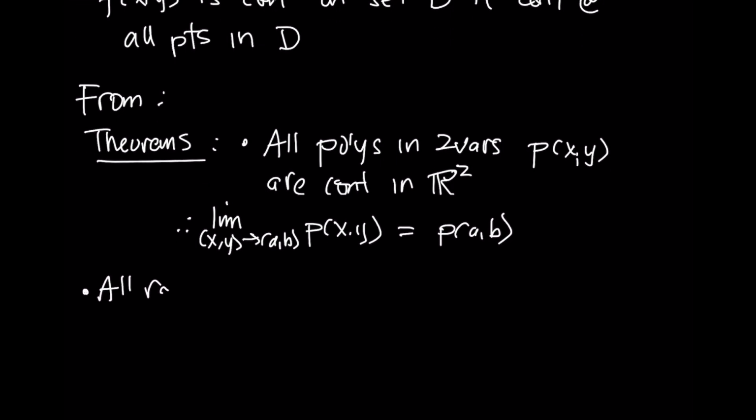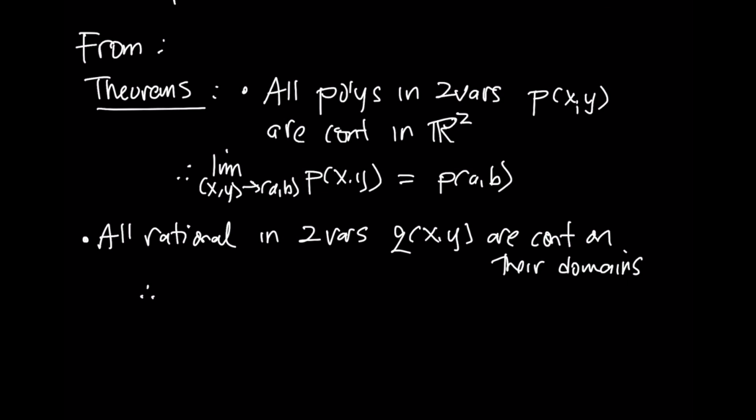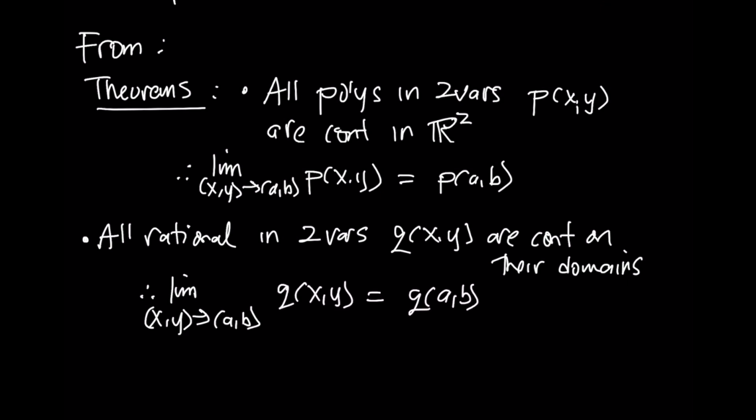All rational functions in two variables, we're going to call it q of x and y, are continuous, not everywhere, but on their domains, because rational functions have the possibility of being undefined somewhere. And that means that if you wanted to take the limit of some rational function, and remember that a rational function is a polynomial over some other term, and this can't be 0.